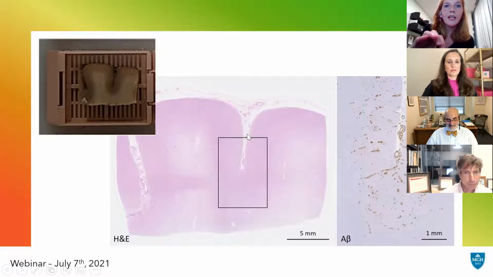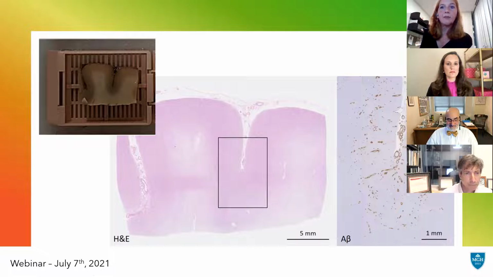In this particular area here, we have zoomed in and stained the tissue with a different method to really highlight the amyloid that is accumulated in the blood vessels. So what you see there is every brown stripe in this image is a blood vessel that has CAA in the wall.